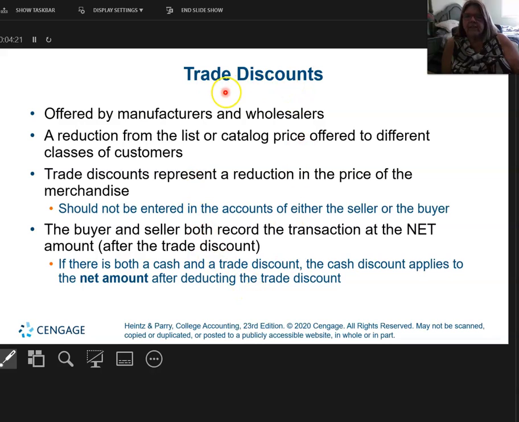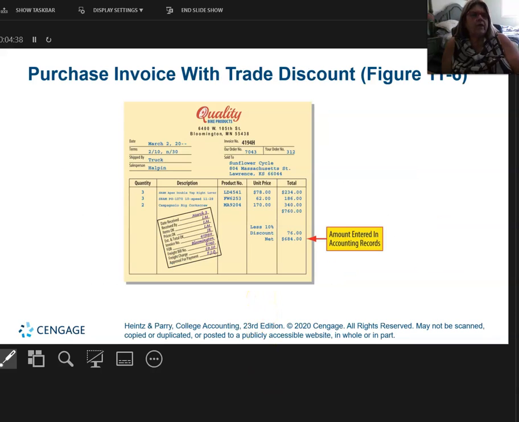So that's a trade discount. A trade discount happens before the purchase, and it will reduce the price of the merchandise that I actually pay for. I can still get a cash discount, but I only apply it to the net amount after I take out the trade discount. So here is an example of the trade discount, and here it is. It's the same product that I want to buy. Then they're giving me a 10% trade discount. So this happens before the buy.